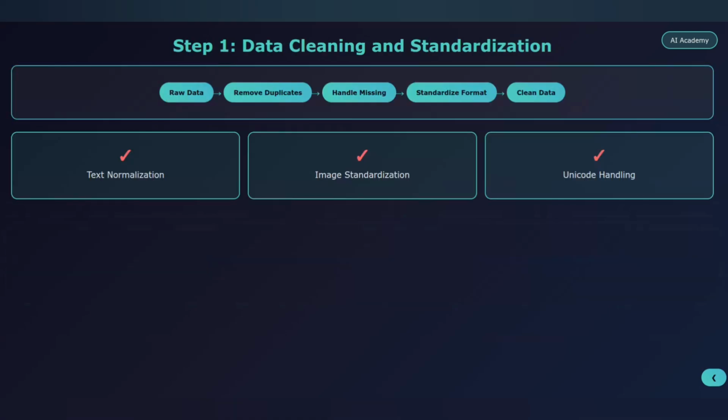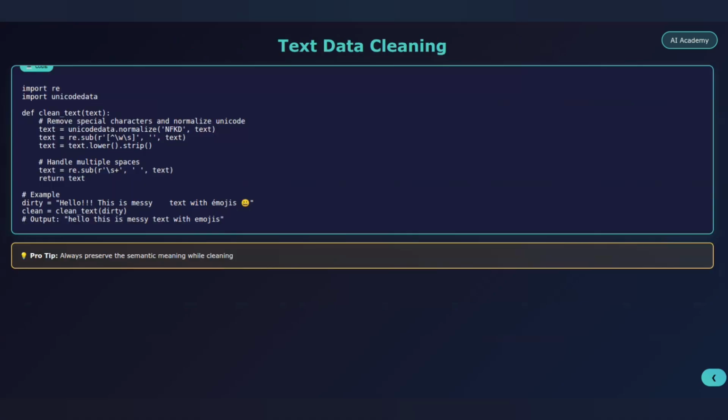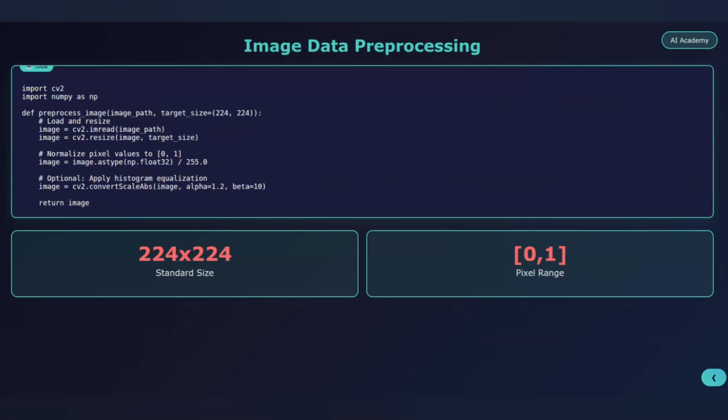Let's start with the foundation, data cleaning. This is where we handle missing values, remove duplicates, and standardize formats. For text data, cleaning involves several critical steps. For image data, standardization is equally important.